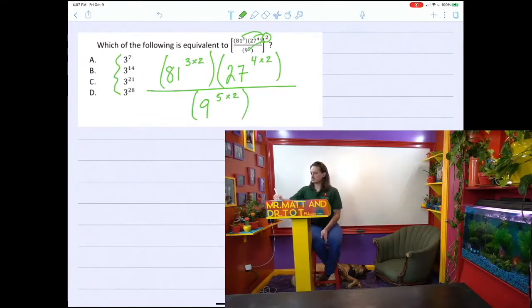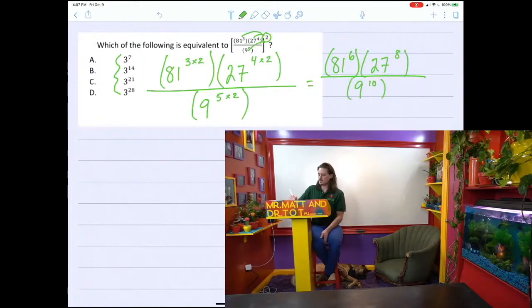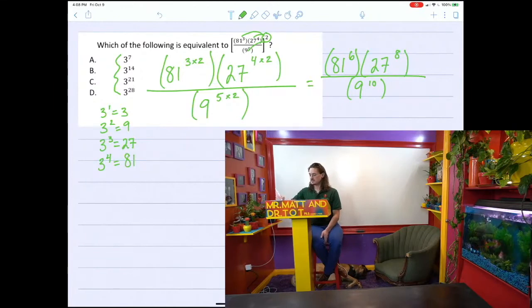So that's equivalent to 81 to the 6th times 27 to the 8th quantity divided by 9 to the 10th. And now recognize that 3 to the 1st power is 3, 3 squared is 9, 3 cubed is 27, 3 to the 4th power is 81. So we can substitute out for all of these bases. Instead of 81, I'm going to write 3 to the 4th. But that's still quantity raised to the 6th power. And that's going to be times, instead of 27, I'm going to write 3 cubed.